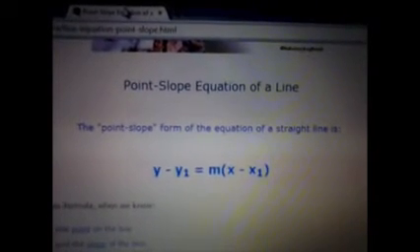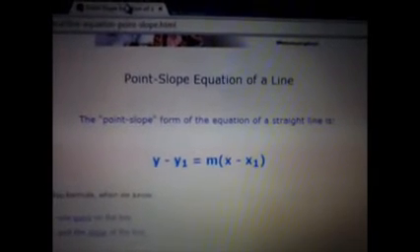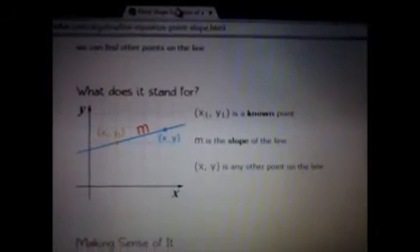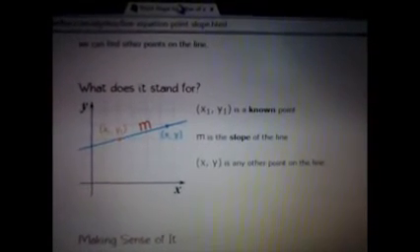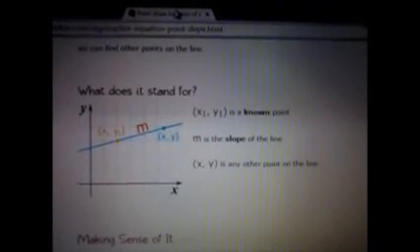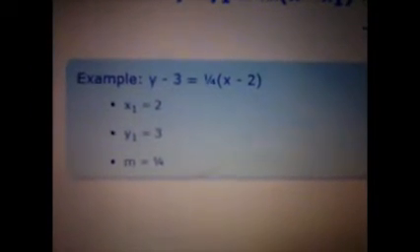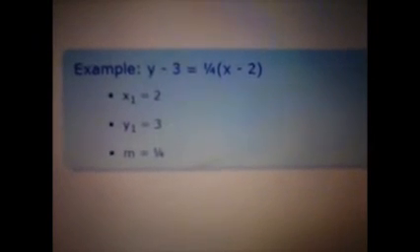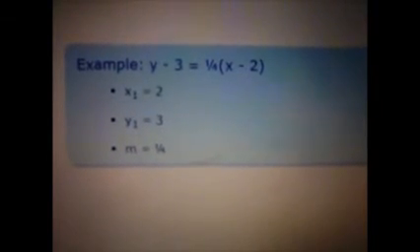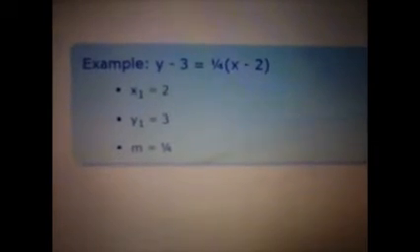Another common form is the point-slope equation of a line. In symbol, y minus y sub 1 is equal to m times the quantity x minus x sub 1, where x sub 1 and y sub 1 is a known point, m is the slope of the line, and xy is any other point on the line. For example, y minus 3 is equal to 1/4 quantity x minus 2, wherein x sub 1 is equal to 2, y sub 1 is equal to 3, and the slope is 1/4.